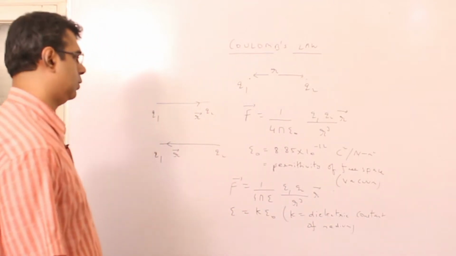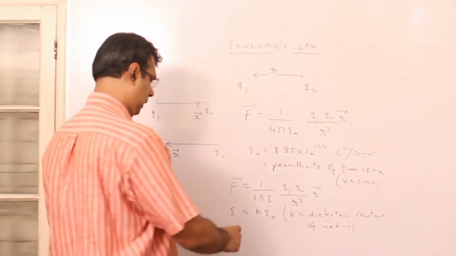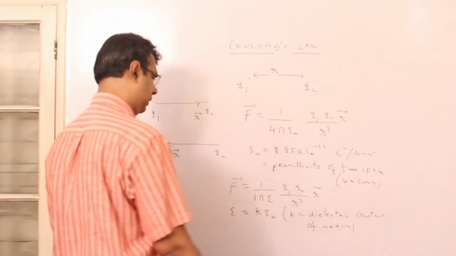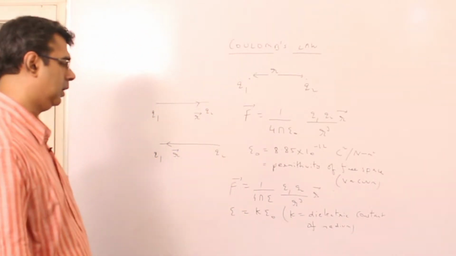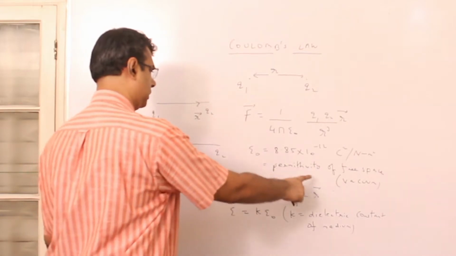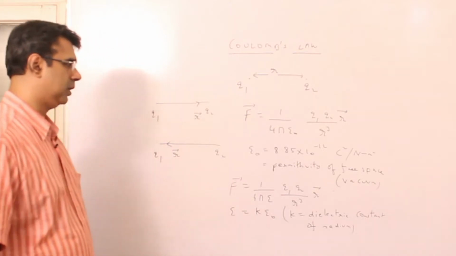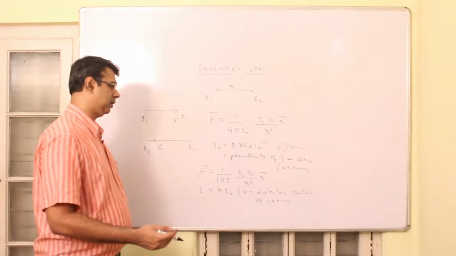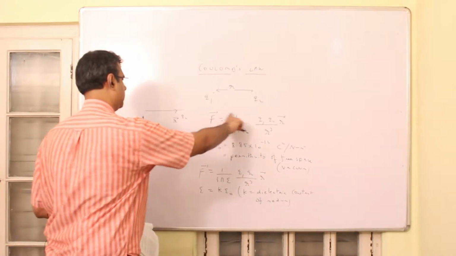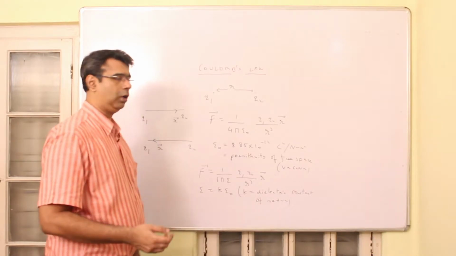So if these two charges are not in vacuum, they are placed in some medium other than vacuum, then instead of epsilon naught we will use epsilon, and epsilon is K into epsilon naught, where K is called the dielectric constant of the medium. Just as epsilon naught is called permittivity of free space, so epsilon is called permittivity of the medium, whichever medium these two charges are present in. Now this equation or this equation, they are the vector form of Coulomb's law.